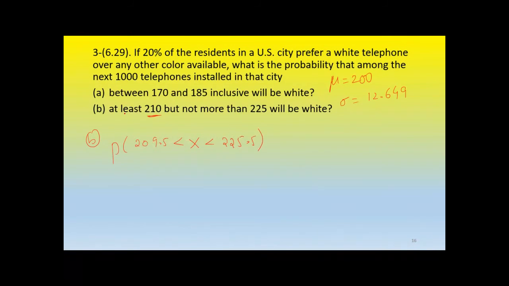Now you read the statement. At least, so it's more than 210, isn't it? More than 210, not more than 225. So it is less than 225. So x lies between these two values. That's written in different words.